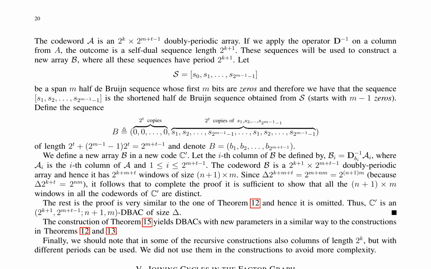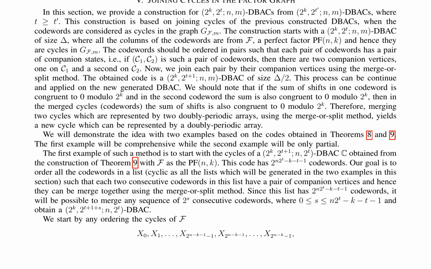The ith column of B, b_i, is defined as b_i = D^-1(a_i), where a_i is the ith column of A, and 1 ≤ i ≤ 2^(m+t-1). The codeword B is used to construct a new code C, which is a (2^(k+1), 2^(m+t-1), n+1, m) DBAC of size increment. This is proven by showing that all (n+1) times m windows in all codewords of C are distinct. The construction of Theorem 15 yields DBACs with new parameters, similar to those in Theorems 12 and 13.